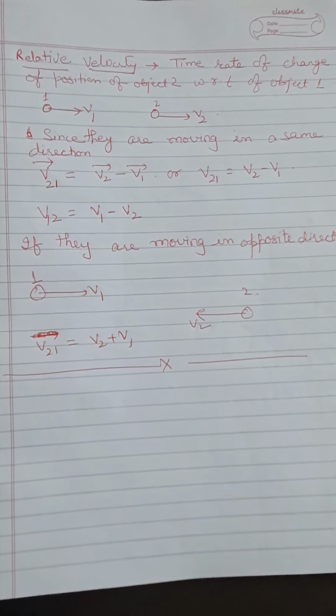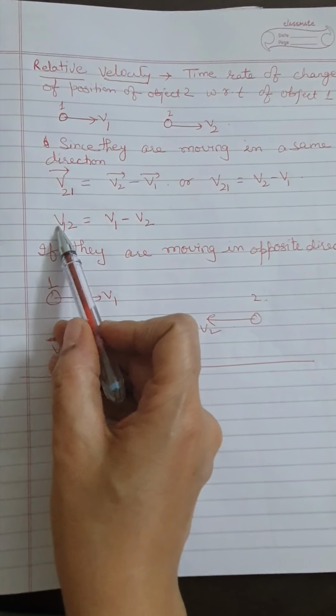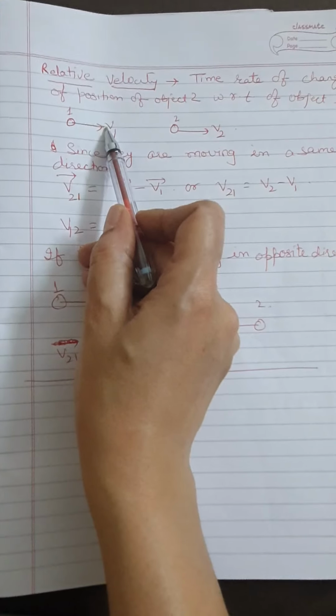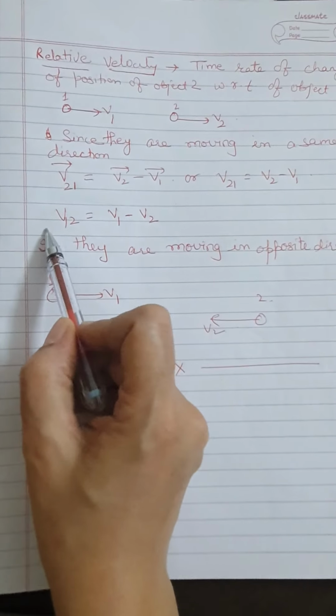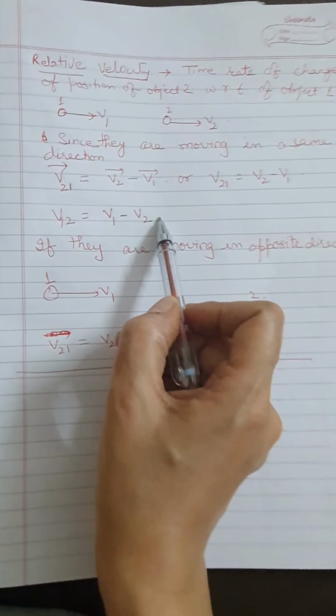This is your next chapter. We will discuss vector quantities in that chapter. If you want to calculate v12, it means relative velocity of 1 with respect to 2. v12 is equal to v1 minus v2.